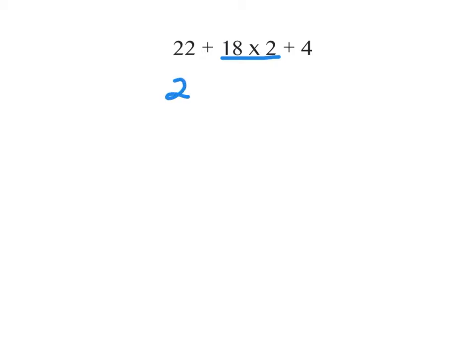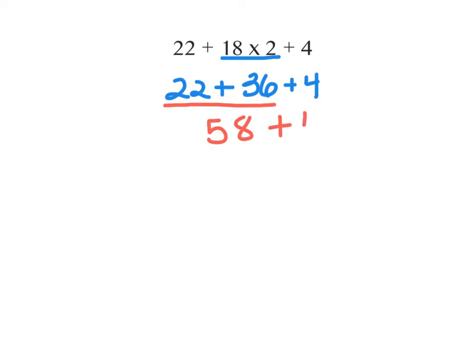So I'm going to have 22 plus 18 times 2, 36, plus 4. And now I'm going to add, okay? So I'm going to underline my next step. And now I'm going to have 58 plus 4, which is 62. And that's the answer to that problem. So in this problem, you had to multiply first, and then you had to add. Okay?